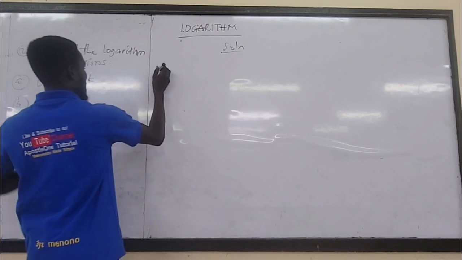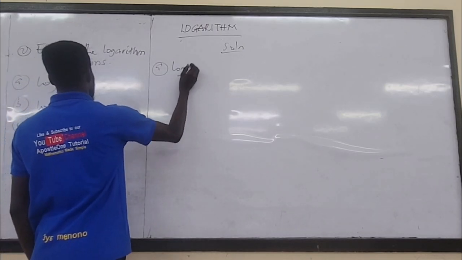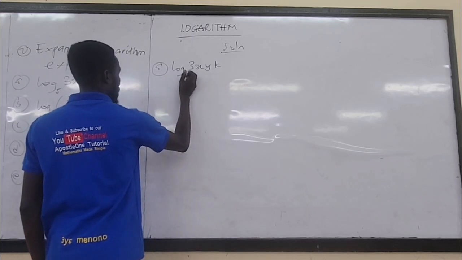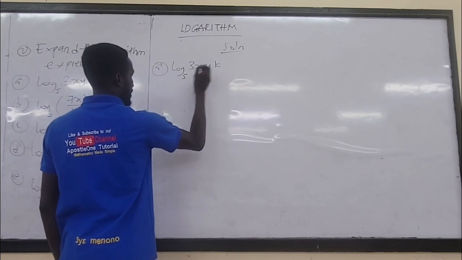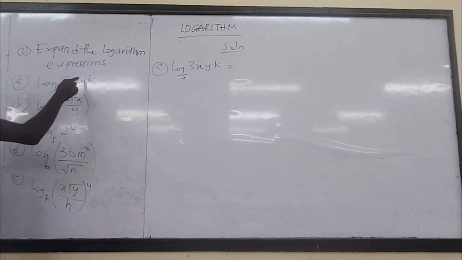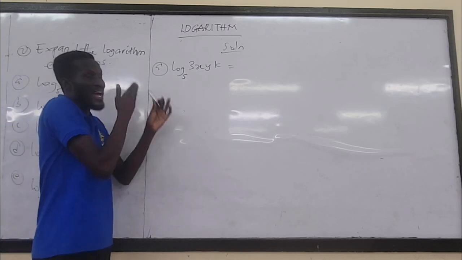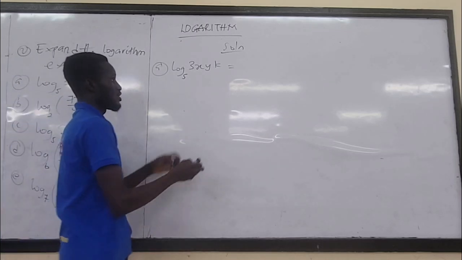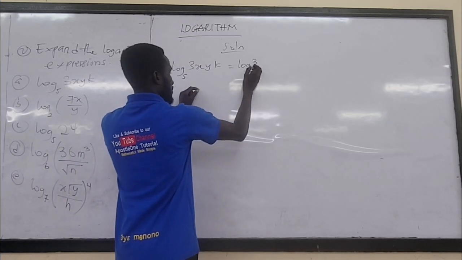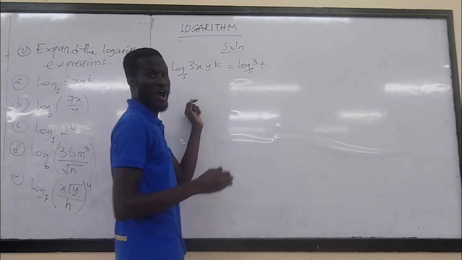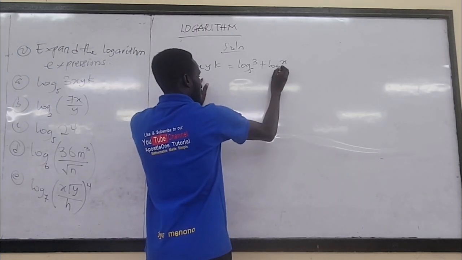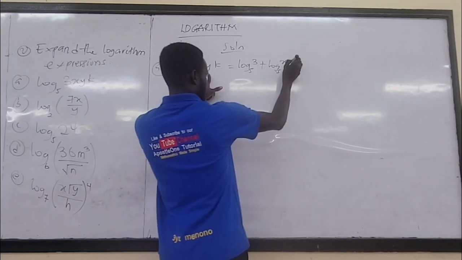Now the first one, a, we have log of 3xyk base 5. What's the meaning of this one? We have 4 things that are multiplying: 3 is multiplying x, multiplying y, multiplying k. So it means it's the addition of all of them. We take it one by one. Is that log 3 base 5 plus, they are all multiplying so they are all addition, plus the log of x base 5, then we go to the y, multiplication.